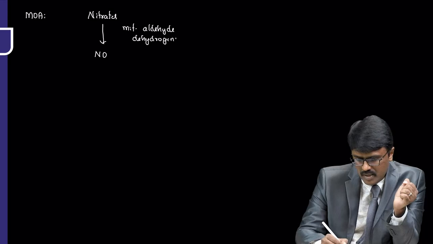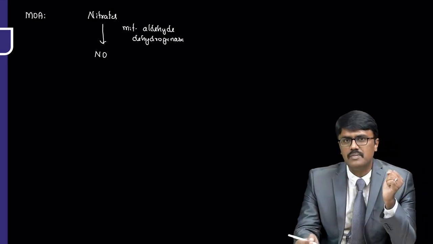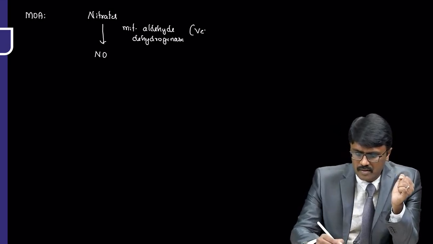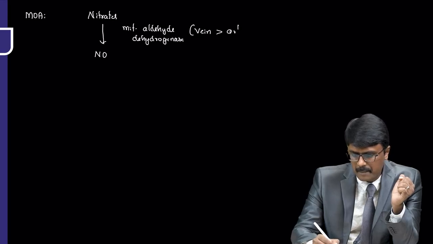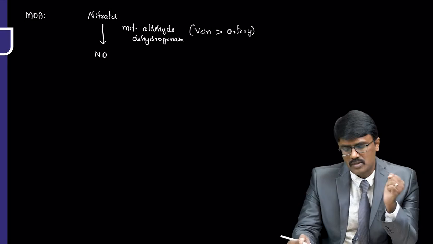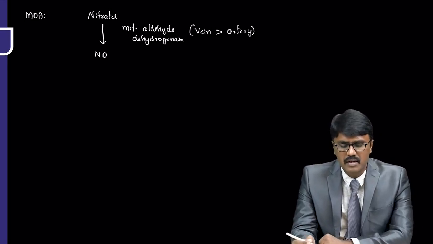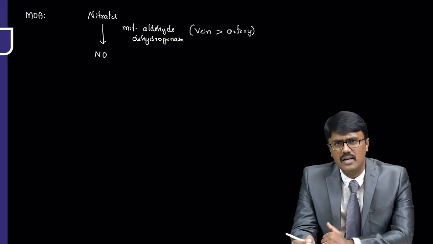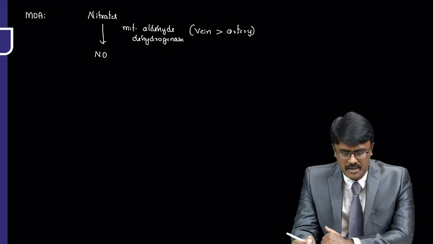This enzyme plays a major role to convert nitrates into nitric oxide. And these enzymes are present in the vein more than artery. So the enzymes are present mainly in the vein compared to artery. So which dilation is most common? Venodilation. So they can cause venodilation majorly.